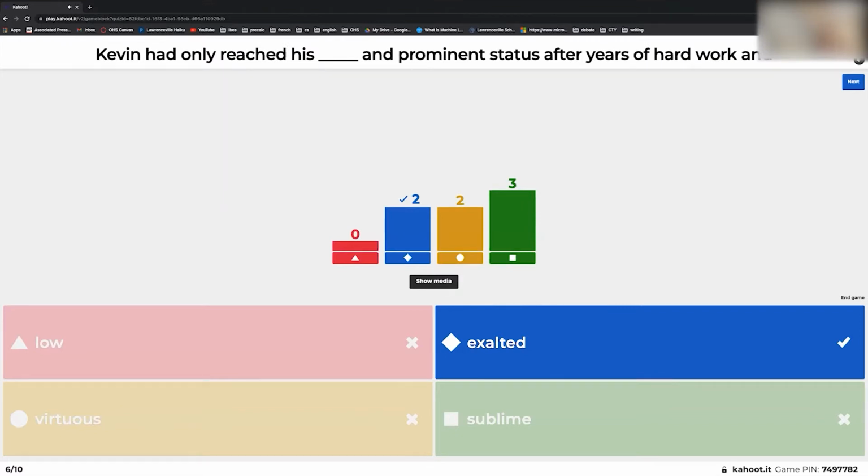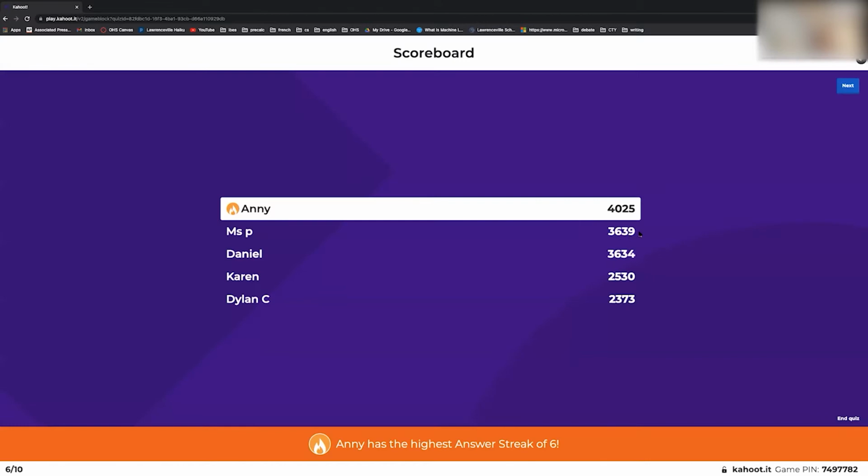Good. Okay, for this one, tricky, yeah. I chose exalted, because that's a very high status. And I guess the key word in the sentence for the context is prominent, which is kind of a synonym of exalted. For virtuous and sublime, I guess sublime could also work, but just because there's prominent on side, I personally think that's a synonym closer than sublime or virtuous.